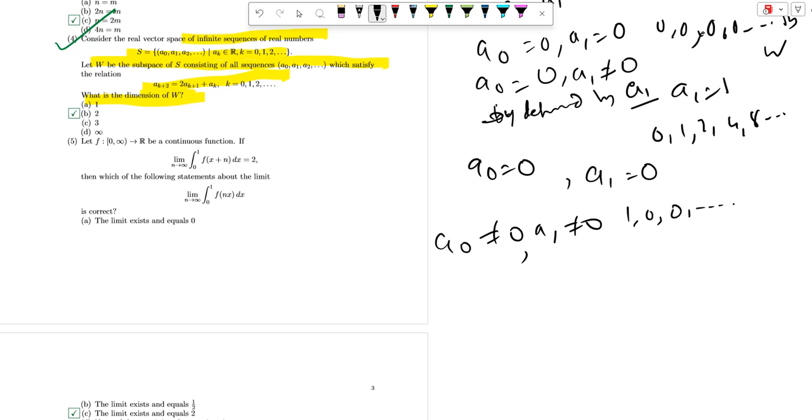Therefore W consists of all sequences that can be generated by choosing any two real numbers a0 and a1. So option number 2 is correct. The next video will solve from question number 5.